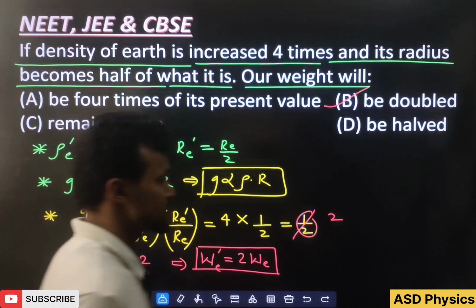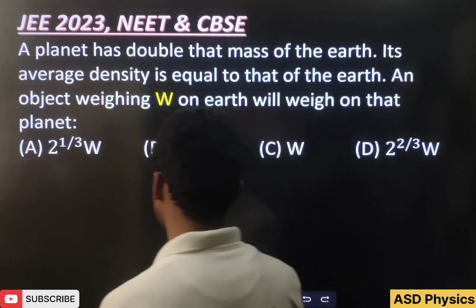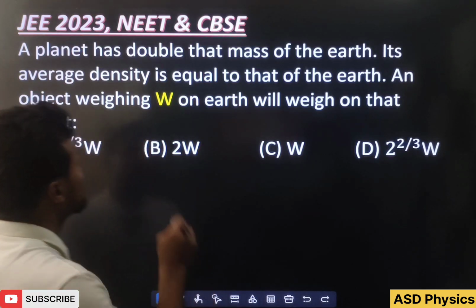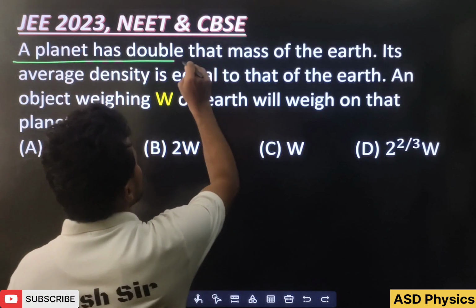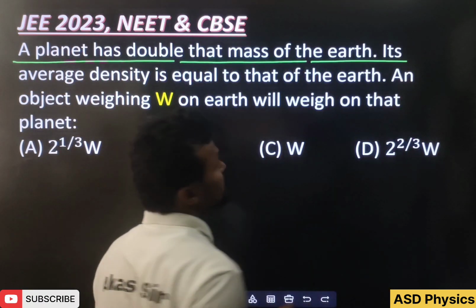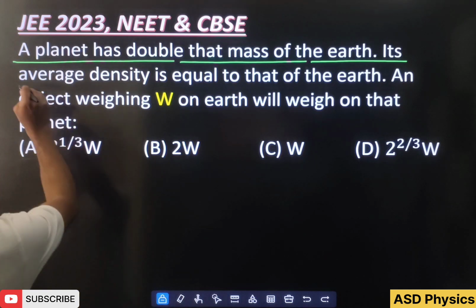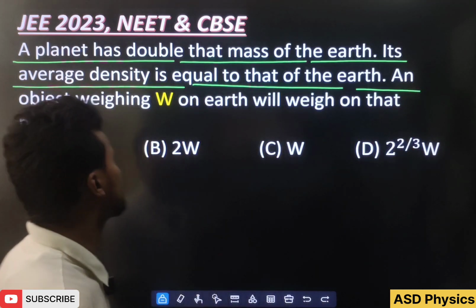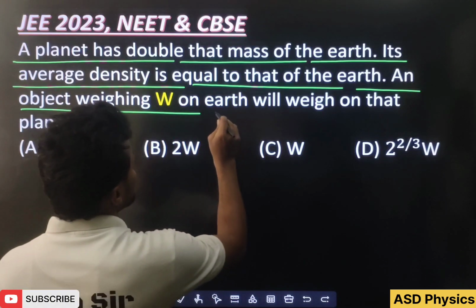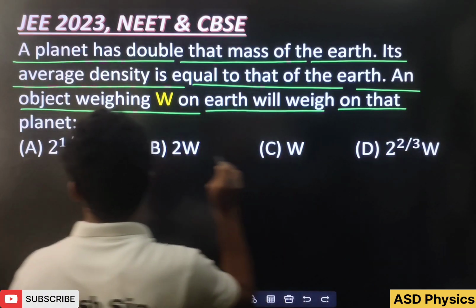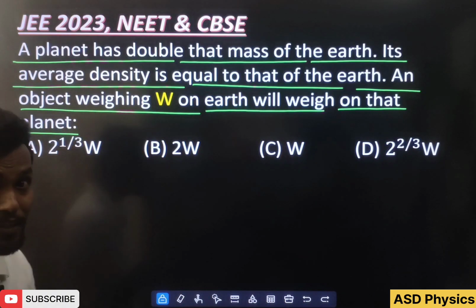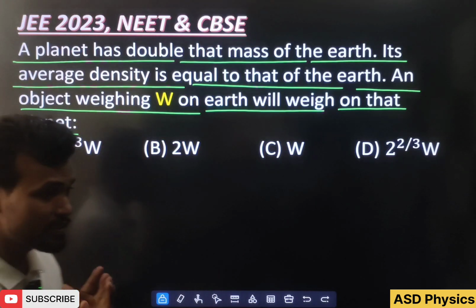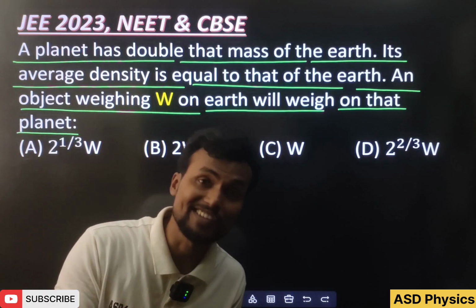Okay, now after that we'll see the last question, a very important question. A planet has double the mass of the Earth, and its average density is equal to that of the Earth. An object weighing W on Earth will weigh how much on that planet? This question is a little bit tricky, because both mass and density are given.